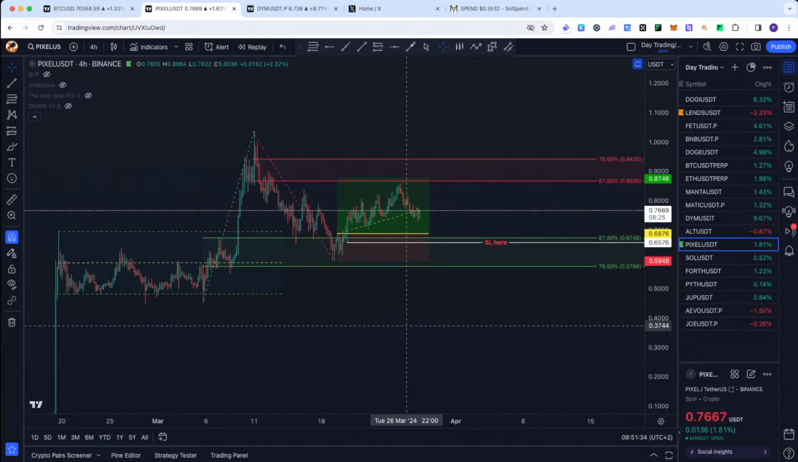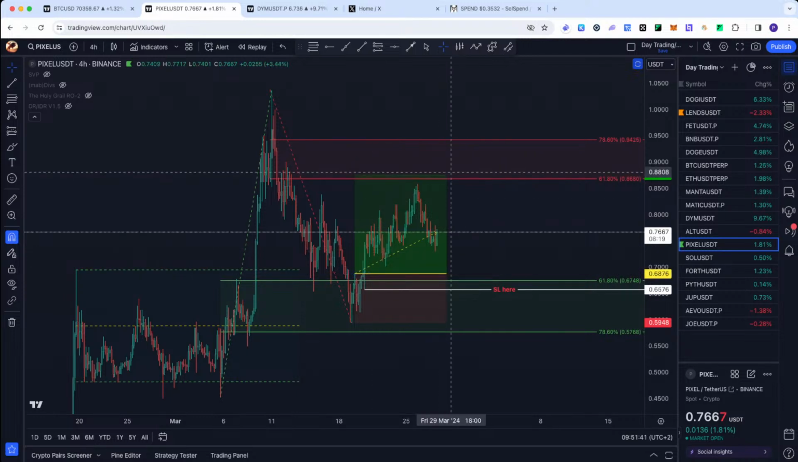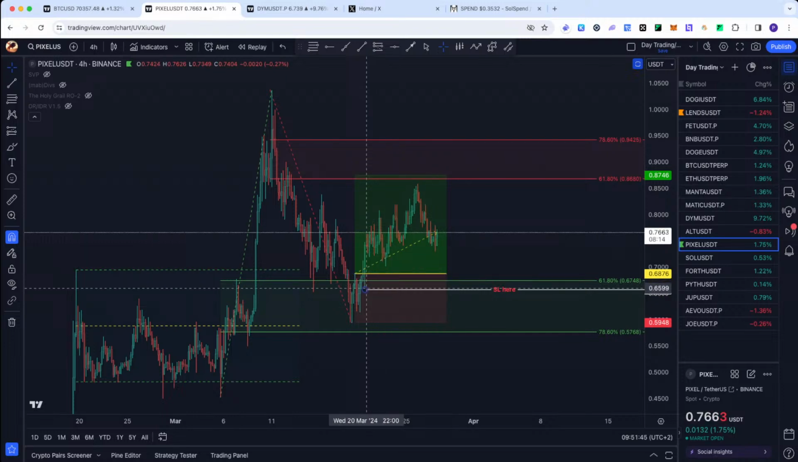Alt, well, too high. I don't like it. Pixel, we have this trade from some time. It's a kind of swing trade on the 4-hour chart, most of these trades. So, still working away. Didn't hit our take profit. Stop loss, it's here. Nothing to do at this point in time.